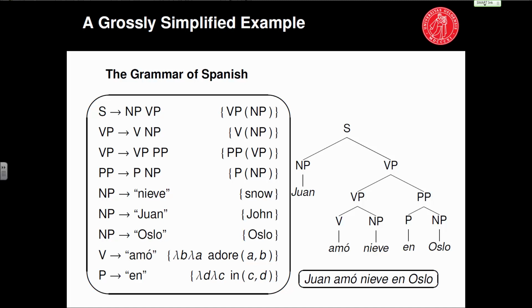Finally, up here, I want this notation to mean function application. So when I say the meaning associated with the rule PP goes to P NP is P of NP, then that means that I take the semantics, the meaning associated with the first constituent, the P constituent, and invoke it as a function on the meaning associated with the second constituent, the NP constituent. So hence, the meaning associated with P better be a function that accepts at least one argument.